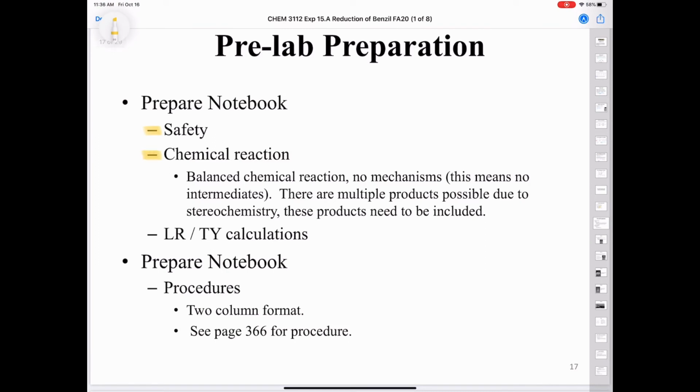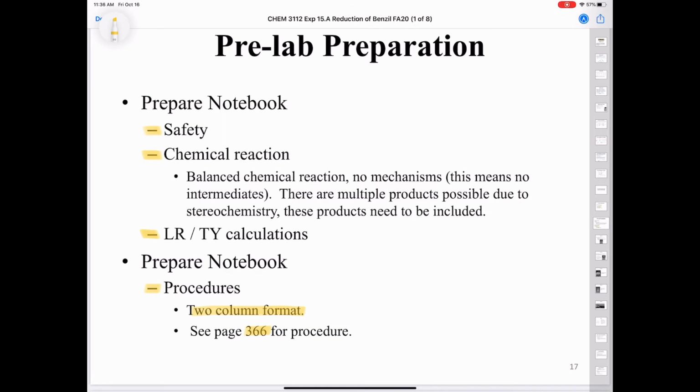Next, you put a balanced chemical reaction. No need to include the mechanism, but there are multiple products possible due to stereochemistry, and all of these products have to be included. Next, you're going to include a theoretical yield and limiting reactant calculation. Then, for your procedure, be sure to use the 2-column format. That means you split the page down the middle vertically, and you want to see page 366 in the lab manual for the procedure.